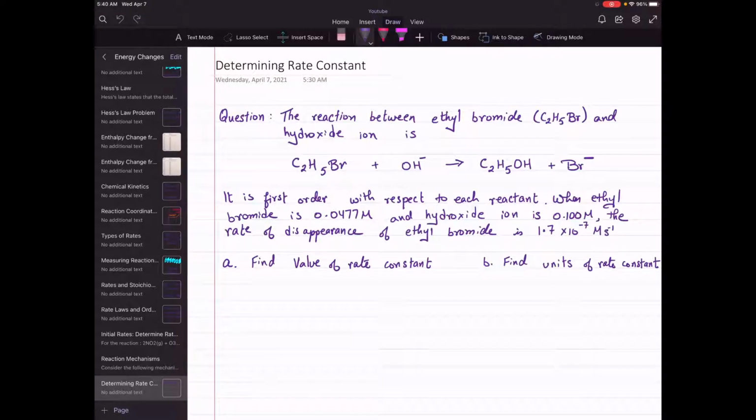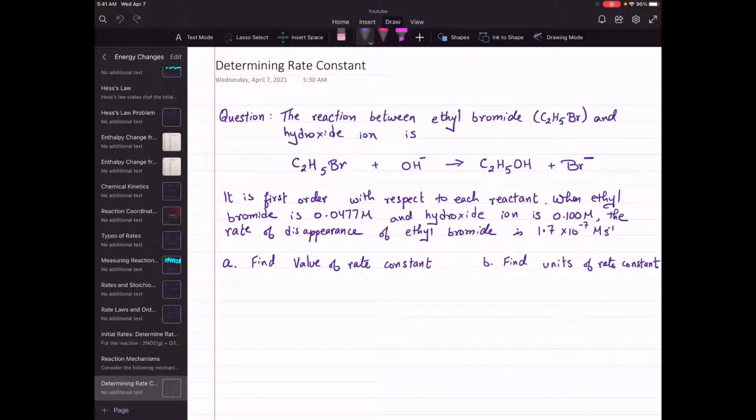The ratio between all of the substances is 1:1. In the question, it also states that it is first order with respect to each reactant. In other words, each reactant when changed will have a 1:1 effect on the rate of the reaction. In other words, when the concentration of the reactant is doubled, the rate will also double.